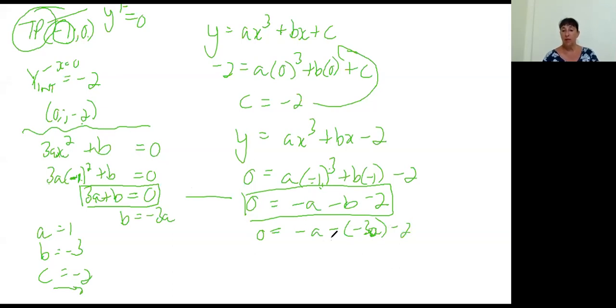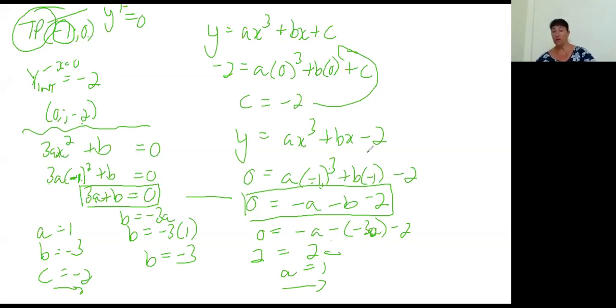Right? Minus a plus 3a is 2a equals 2, and then divide by 2. So a is 1. And if a is 1, then b is equal to minus 3 times 1. So b is minus 3. And there it is. Right, does that make sense now?